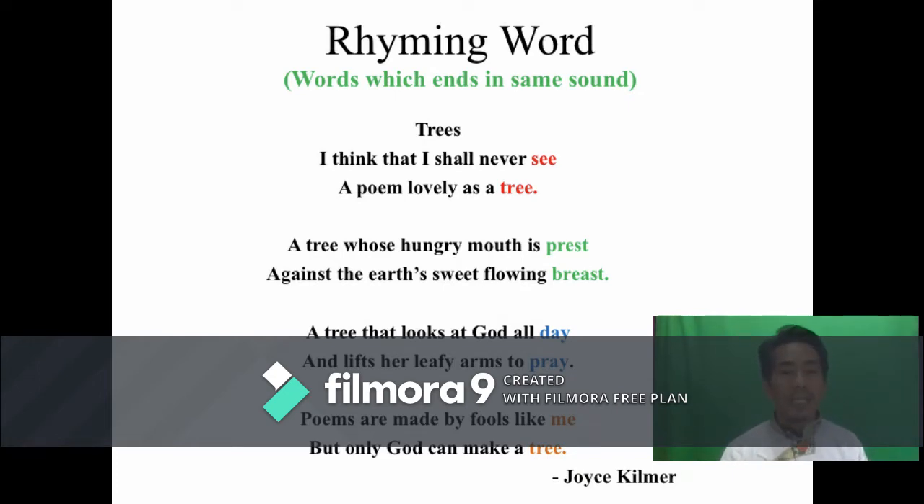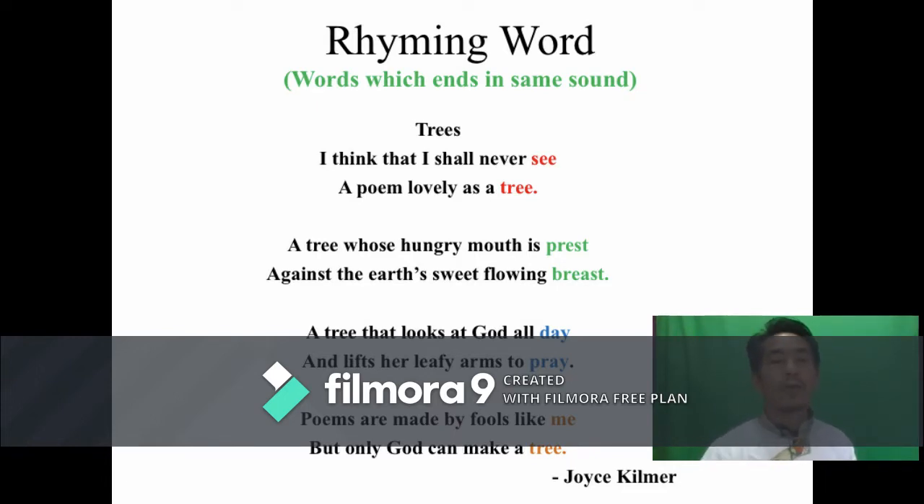Now, if you look at this poem, you see the rhyming words. See, tree. Can you read the other rhyming word? Press, breast. Good. Next, day and pray. Next, me and tree. Okay, now this is about rhyming words. So during your free time, please try to listen to a song or read one poem and try to identify the rhyming words used in the poem.